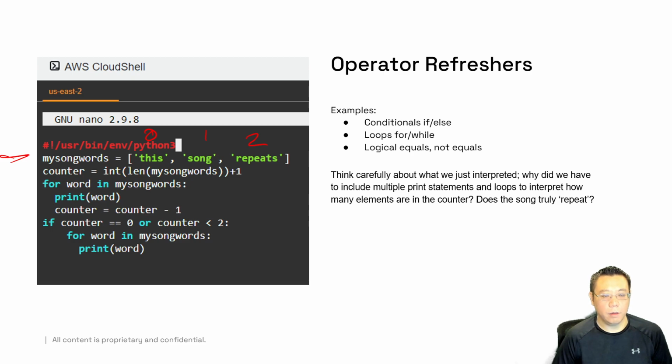Now, for every word, which is just an iteration, or you guys say i, x, it doesn't matter. For every element in my song words, that list, this song repeats, print that word. Now, take the counter and reduce it by 1. And keep looping until what? Well, if the counter equals 0 or less than 2, keep printing those words and repeating itself.